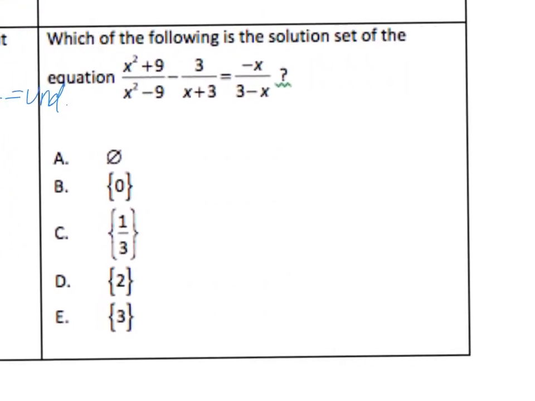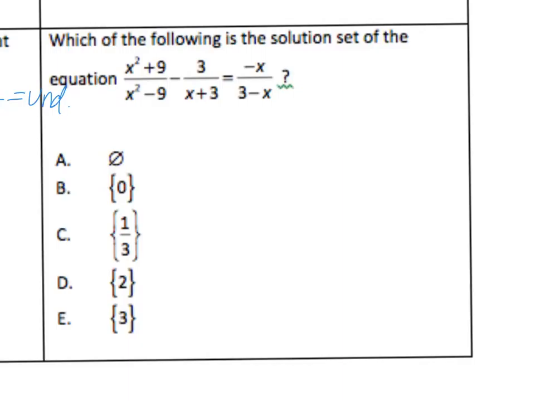Okay, this one I'm not going to go through because it's just a lot of work to put out. So I would just encourage you to try this in your calculator. It's hard for me to show it in my calculator here. But it says which of the following is a solution set. So again, what you're trying to see is what number gets the left side equal to the right side. So you plug in all of these numbers, 0, 1/3, 2, and 3, to figure out which one would give the left side equal to the right side.